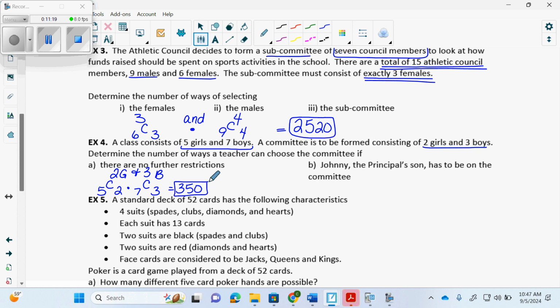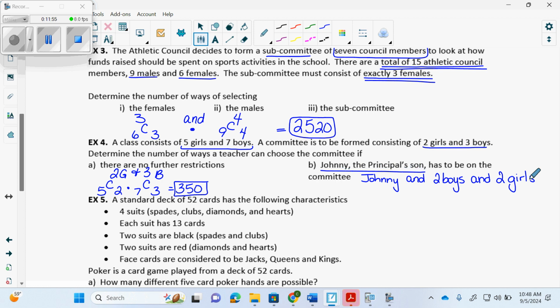Okay, the next one uses those same things, but there's a restriction. It says Johnny, the principal's son, has to be on the committee. And I said to you, the only way you can guarantee getting Johnny is by choosing him from Johnny. But we're going to say Johnny, and then what do we need? 2 boys, because Johnny's a boy and we already have one and we need 3 total, correct? And 2 girls. So I know this takes a little more pencil to draw that out. I understand that. But you will make fewer mistakes if you write out what the actual cases are with words, right? And then go behind.